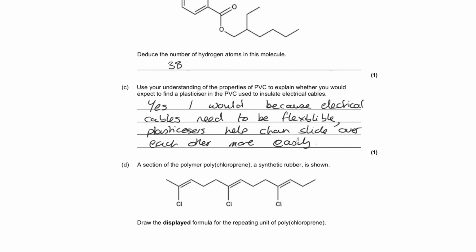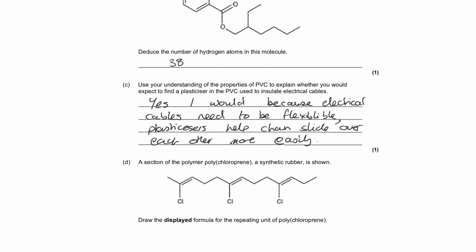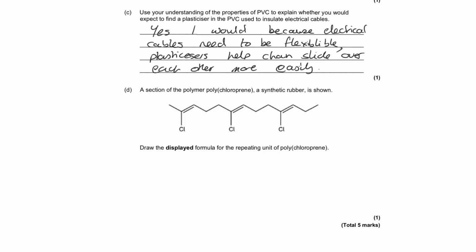Okay. The 2 marks, by the way, one for it is present, so 1 mark for saying yes, and 1 mark, oh, it's only worth 1 mark. Whoops. It's part D. A section of the polymer polychloroprene, a synthetic rubber, is shown. I don't know whether that's a typo or whether that is a thing, but I've never come across it. I can't even say it. Draw the displayed formula of the repeating unit of polychloroprene. Must be a thing.